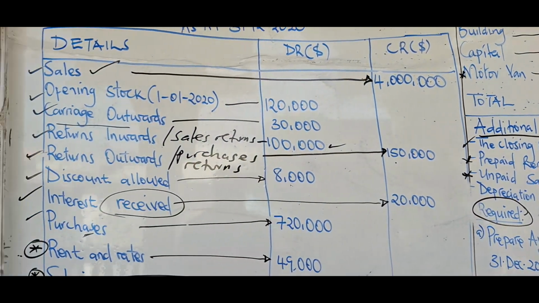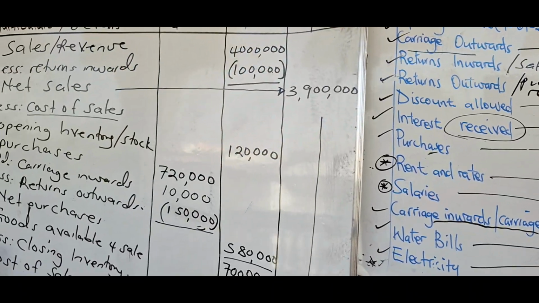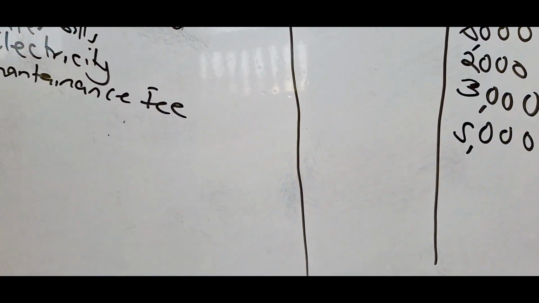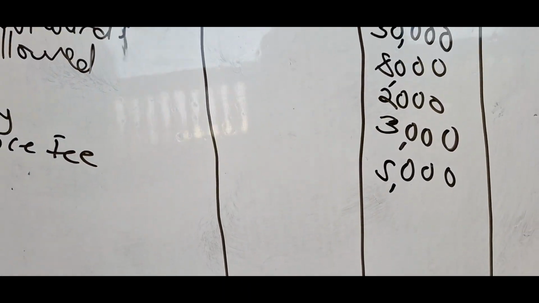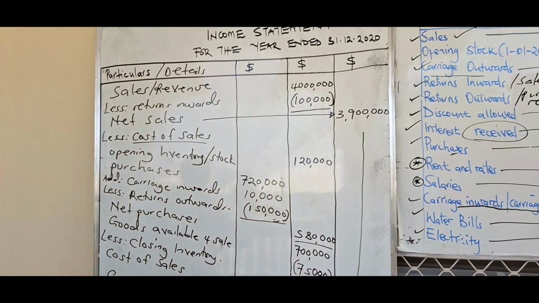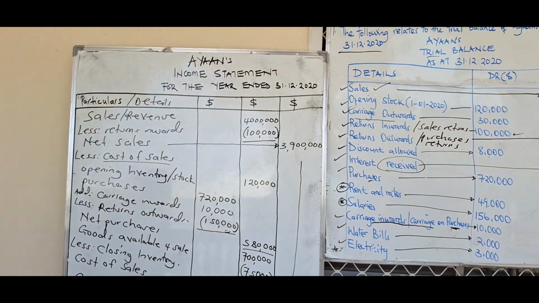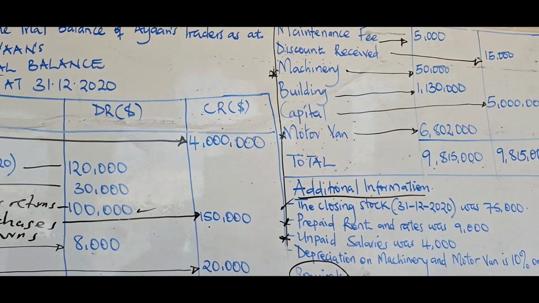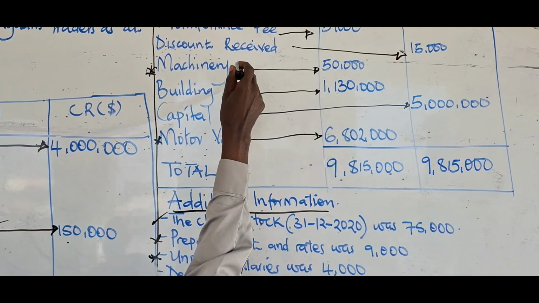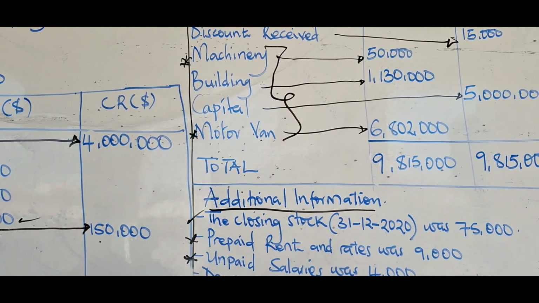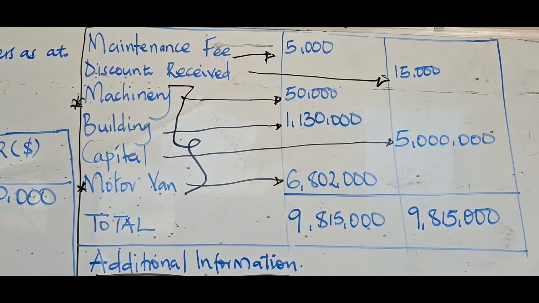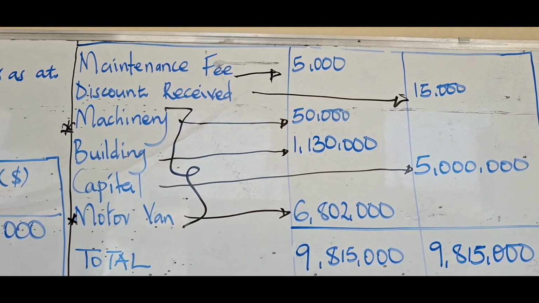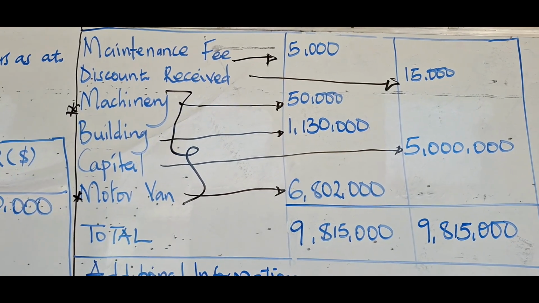Maintenance fee is 5,000. Then we have discount received already. We have used machinery, building, capital, and motor van. All these items here, from here to there, those are real accounts. Remember, I said real accounts. Those accounts that talk about the assets or record the assets.